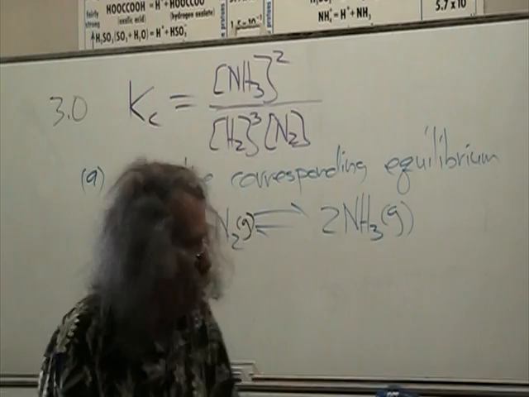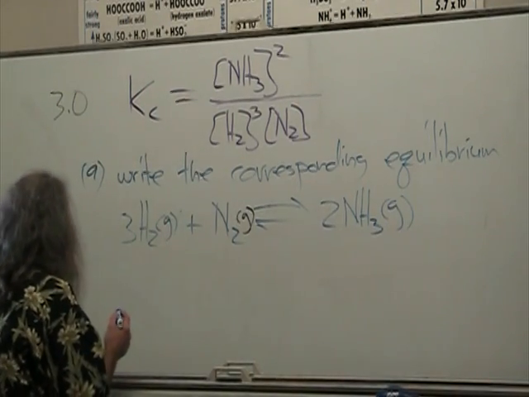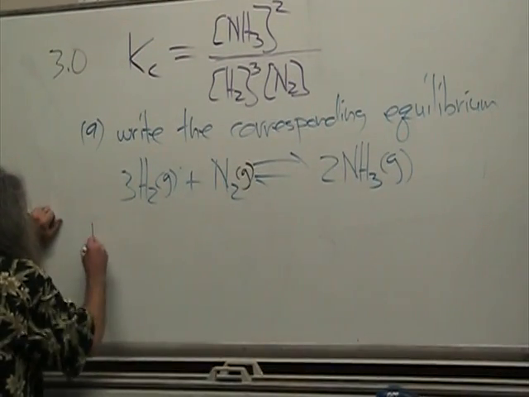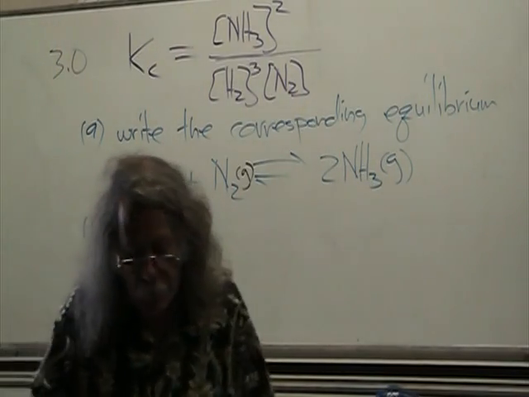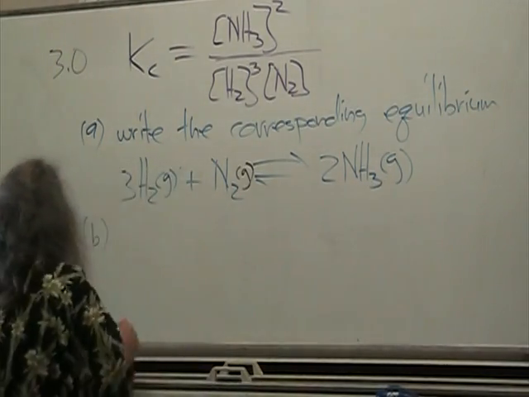So now, part B is what is delta N for the process?